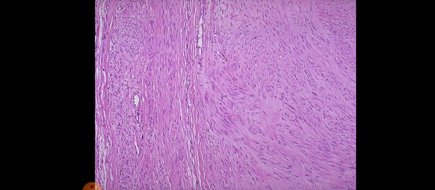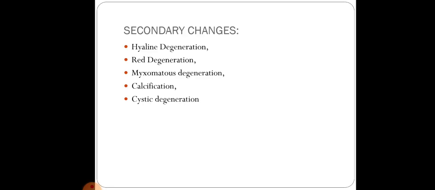This is the microscopy. You can see interlacing smooth muscle fibers in a whorled pattern, having oval nucleus with no obvious malignant features. So this is the slide of leiomyoma. The secondary changes that happen in leiomyoma are hyaline degeneration, red degeneration, myxomatous degeneration, calcification, and cystic degeneration.